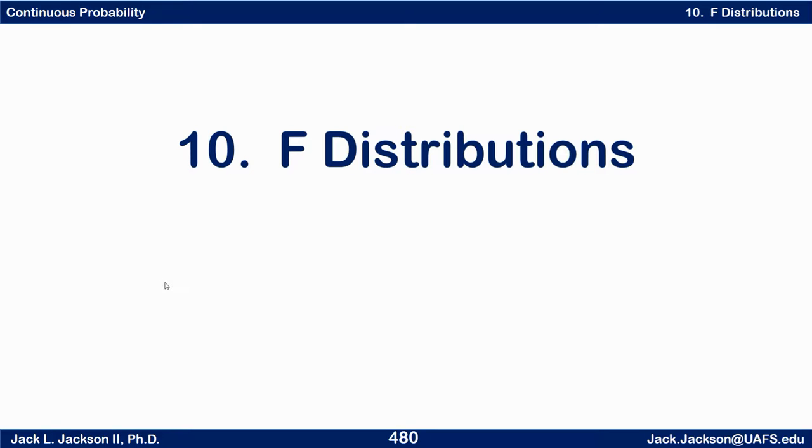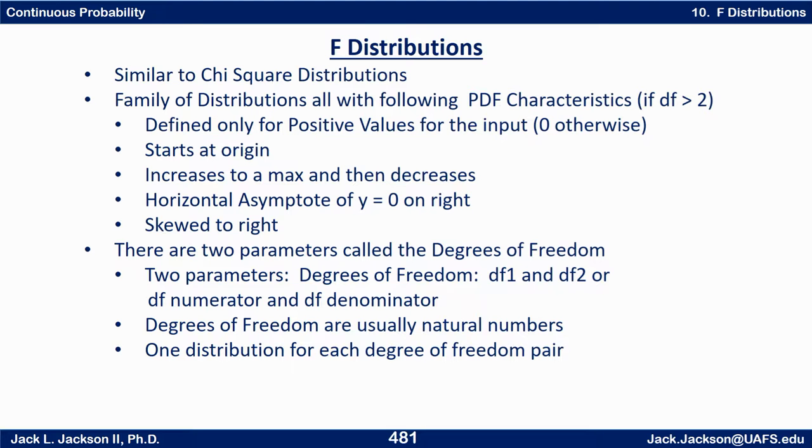In this video, we're going to look briefly at F distributions. F distributions are similar to the chi-square distributions that we studied in the previous section. It's a family of distributions which have the following PDF characteristics if the degrees of freedom are both greater than 2. It's defined only for positive values for the input, so it's 0 otherwise.